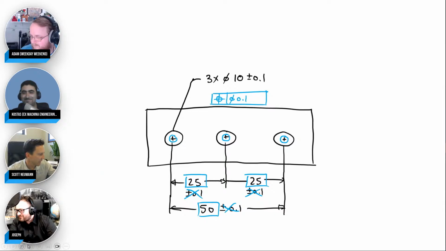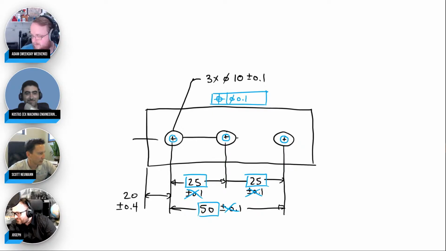Now, remember, the edges really didn't matter. And so what we used to do is say the dimension to the edge, oh, yeah, that's 20 millimeters, and I don't really care about the edge. So then you give a plus or minus 0.4 or something. We didn't really care. Now, in the up and down direction, we didn't really care either. So we would give this distance as, let's say, 20 millimeters. And then we'd say plus or minus 0.4.